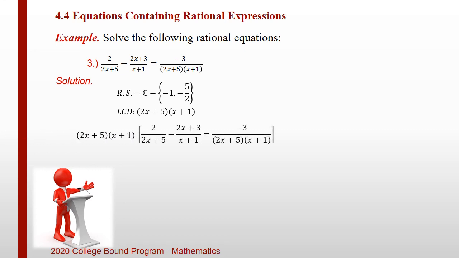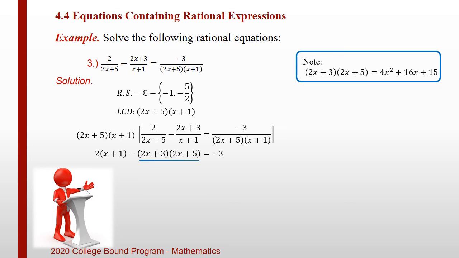Multiplying the given by the LCD gives us 2 times the quantity x plus 1 minus the quantity 2x plus 3 times the quantity 2x plus 5 equals negative 3. Note that this product is equal to 4x squared plus 16x plus 15. Thus, we have 2x plus 2 minus 4x squared minus 16x minus 15 plus 3 equals 0.